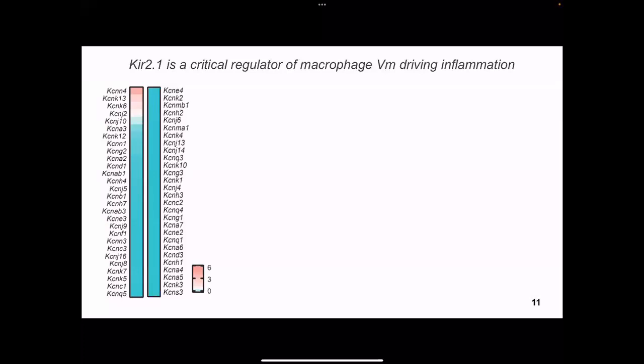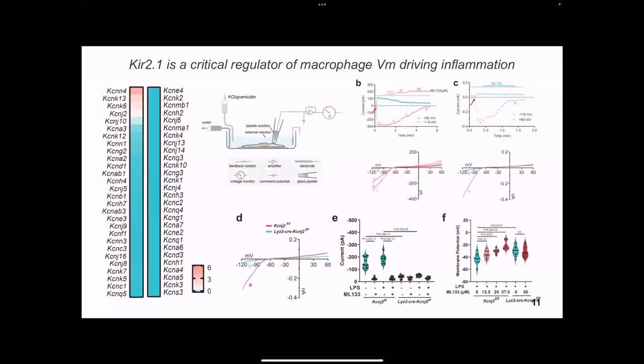But there's no study of this channel in inflammation and also in the immune cells. So we made whole-cell patch clamp recordings. These are the results. We use this strategy to measure the membrane potential in the primary macrophages. ML133 is a widely used selective KIR2.1 inhibitor. And we also use mice with a specific deletion of KIR2.1 in myeloid cells.